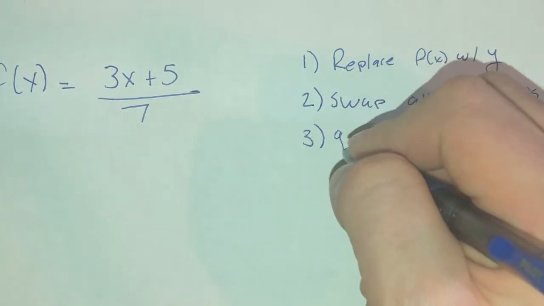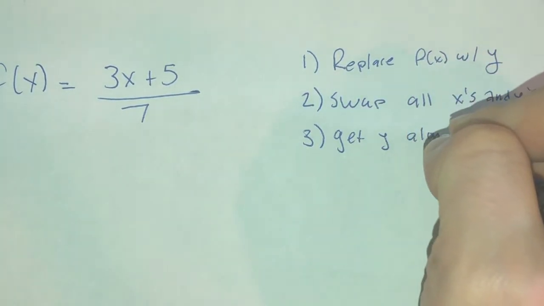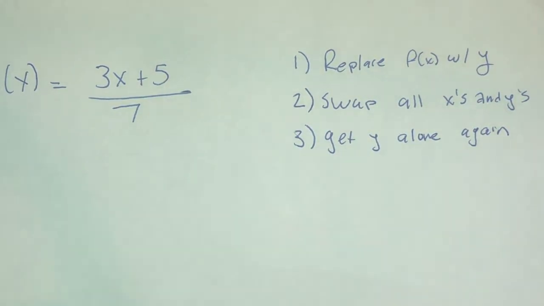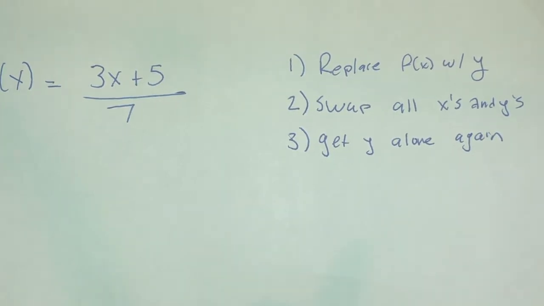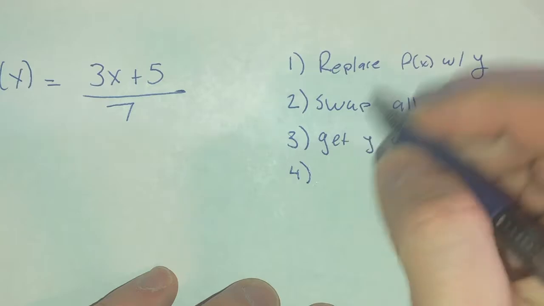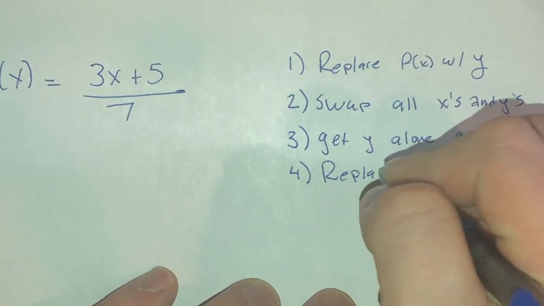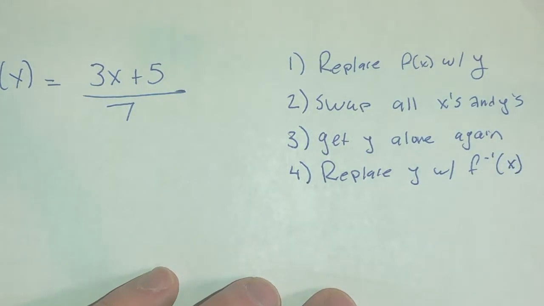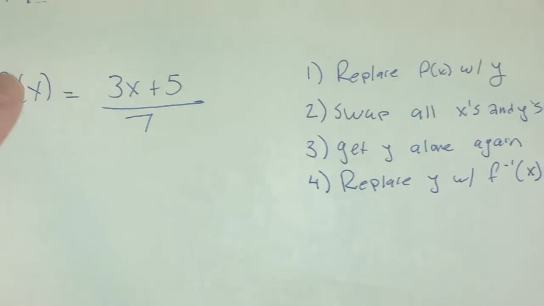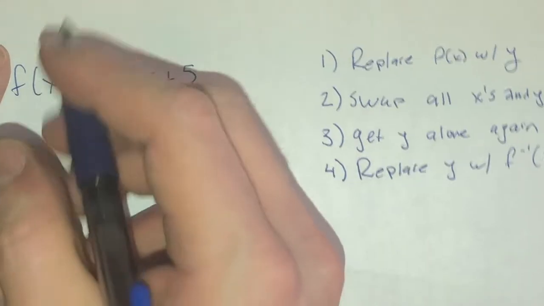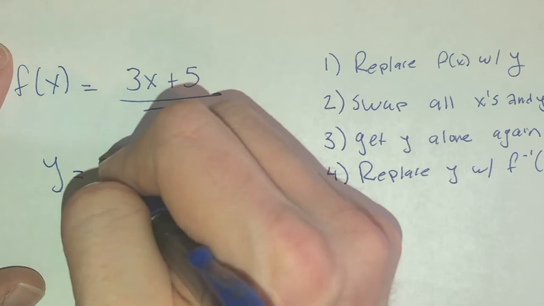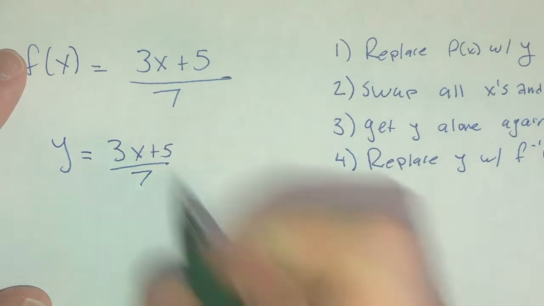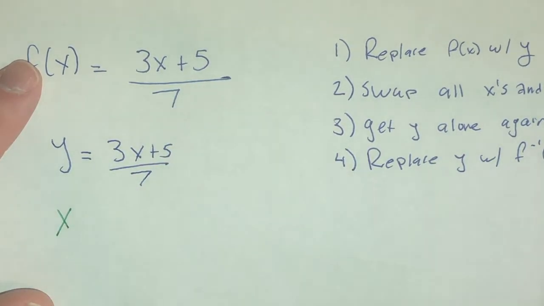The next step is to get y alone again. Because we're used to seeing things as y equals, we're actually going to want to get y all by itself again. Okay? And then the fourth step is replace y with the f inverse symbol. All right? So I'm now going to show you how this would work here. Okay? So step one is let y equal 3x plus 5 over 7. Okay, I'm now going to do the replacement. So I see a y, I'm going to write an x.